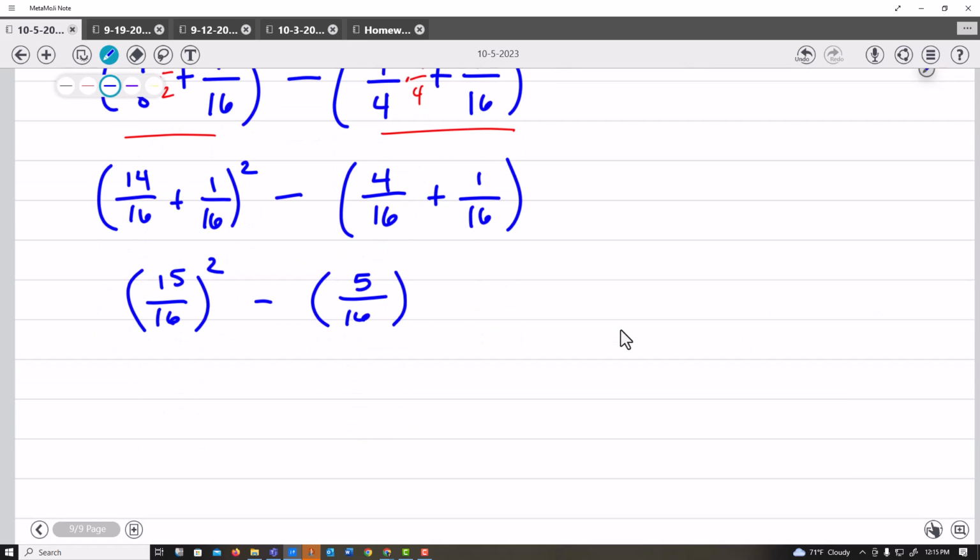If you don't get this, let me know. But 15 times 15 is 225, and then 16 times 16 is 256. Uh-oh. Now we don't have a common denominator. So guess what? We have to find a least common denominator of this.